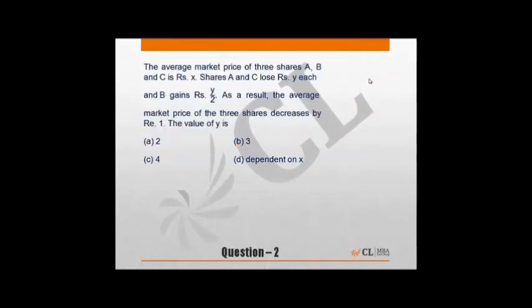Question 2. The average market price of 3 shares A, B and C is rupees X. So the average is X for these 3 shares. Shares A and C lose rupees Y each and B gains rupees Y by 2. As a result, the market price of the 3 shares decreases by rupee 1. What is the value of Y?